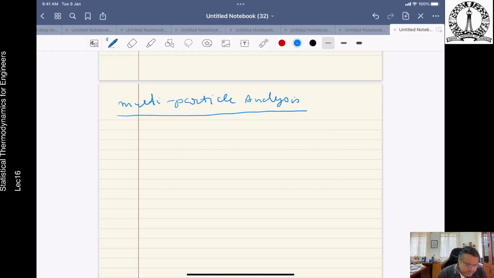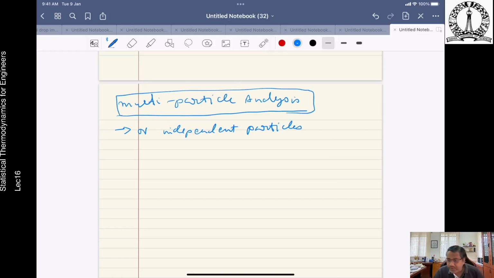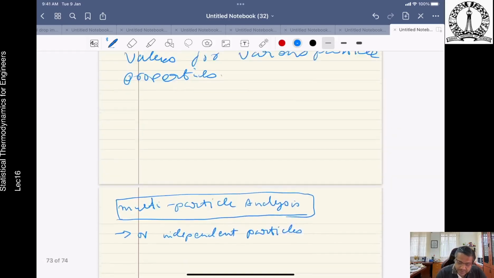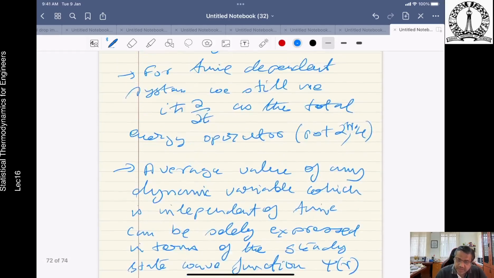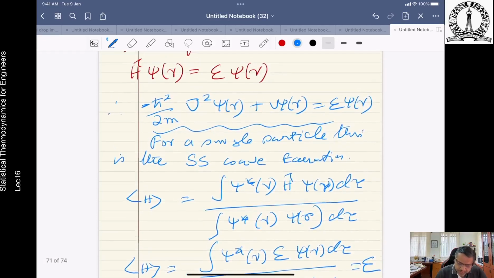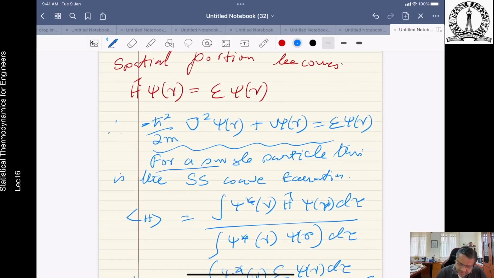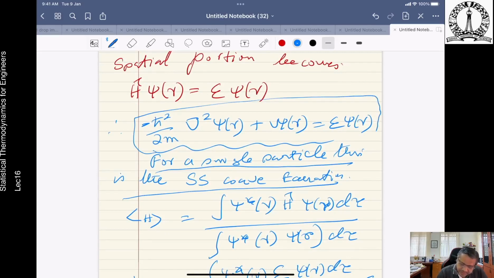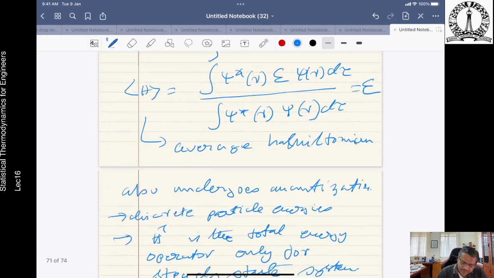By multi-particle analysis, we mean that there are n independent particles. This is multi-particle. Previously we looked at single particle. Remember, the previous forms, whatever we did, all corresponded to the single particle. For the single particle, this was the steady state wave function.